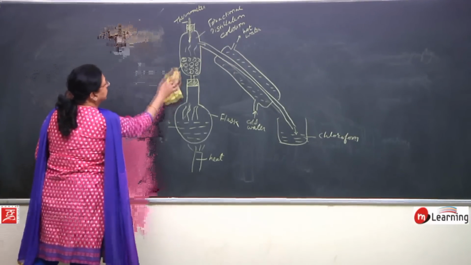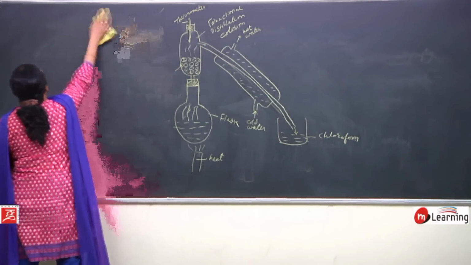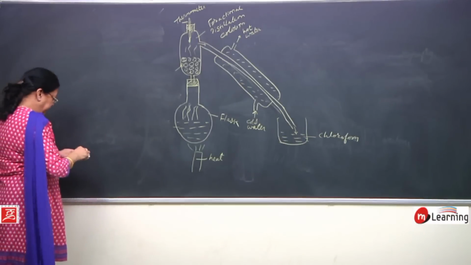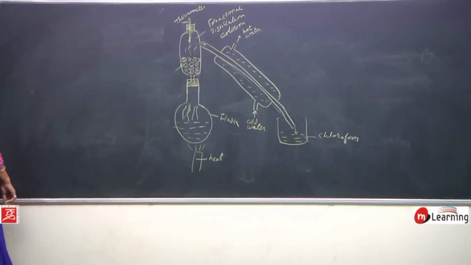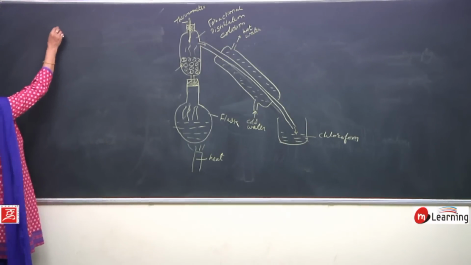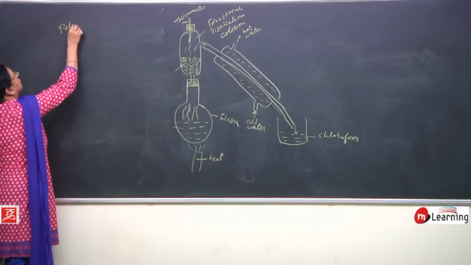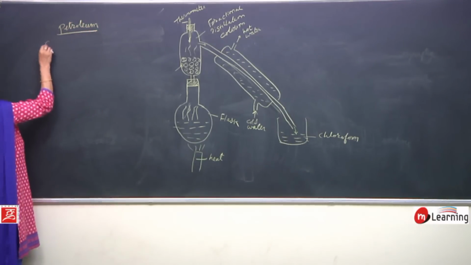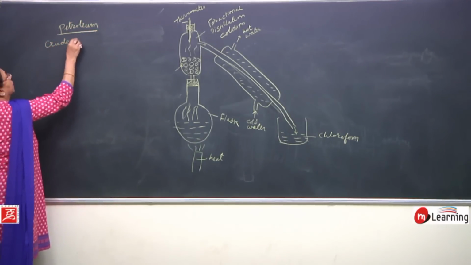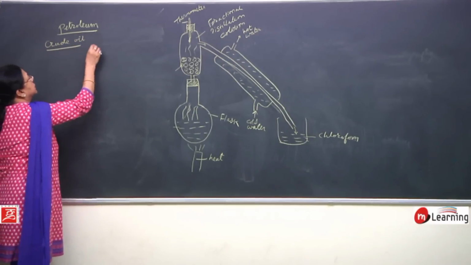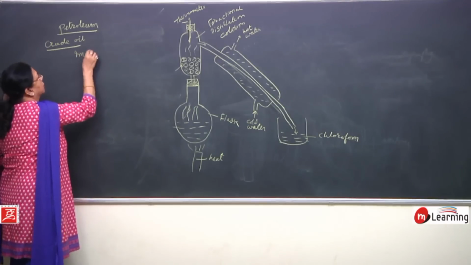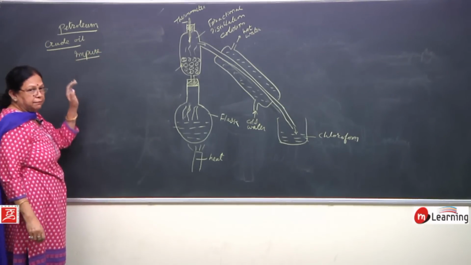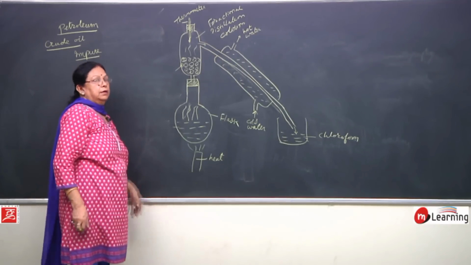What is the practical application of this? You can separate the different components of petroleum. What is petroleum? It is a crude oil. Crude oil means it is impure oil. It is not pure, it is a mixture of many different components.